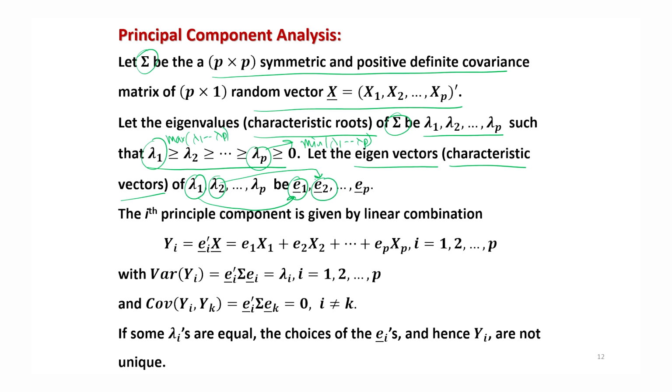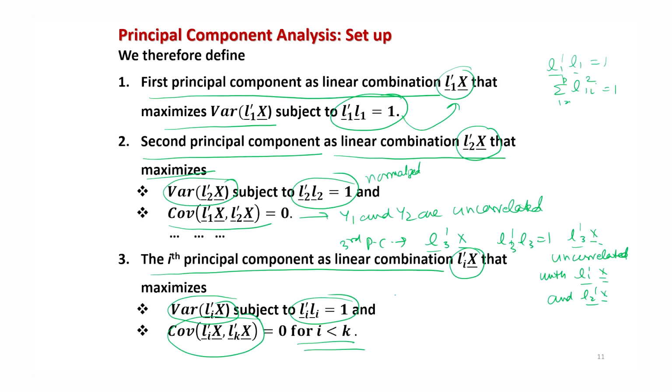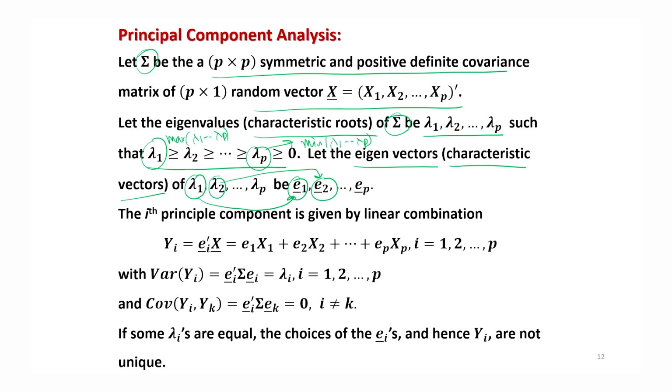So, lambda 1, lambda 2, lambda p have the eigenvectors E1, E2, EP. Now, if you try to understand what I am trying to do here, the ith principal component is the normalized linear combination of x1, x2, xp, such that the variance of Li transpose X is maximum, and y1, y2, yi minus 1 are uncorrelated with yi. So now, the ith principal component is given by the linear combination yi equal to ei transpose x.